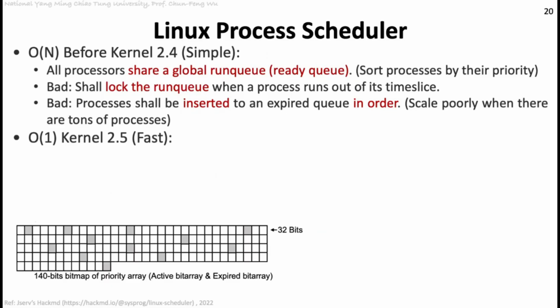So for example, this is the highest priority, and this is the second highest priority. If there is a process with the second highest priority, and it is added into the run queue, into the ready queue, then once there is a process inside, we will mark here.